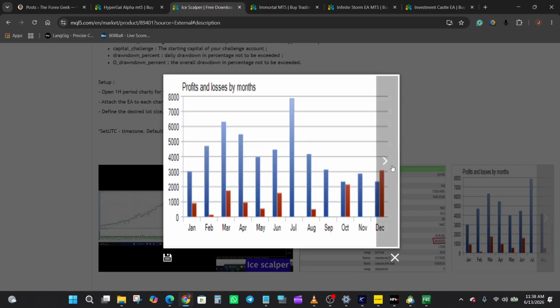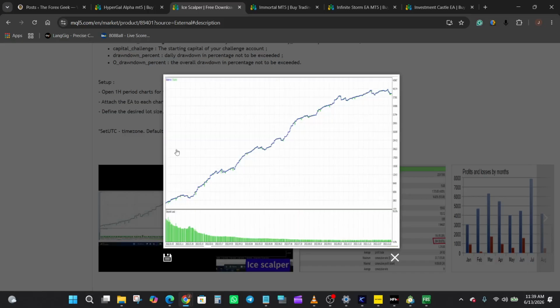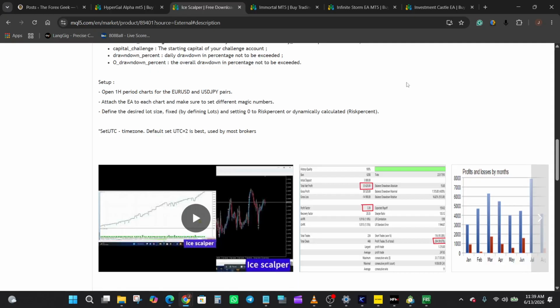All right, and then looking at the profits and losses by months, you can see that the majority of the months ended in profit according to this data. All right, but December was a losing month. Okay, and we can see the balance equity curve, how it's looking quite impressive. There was a steady growth recorded. Yeah, there were some periods of drawdown, but overall it was a steady growth.